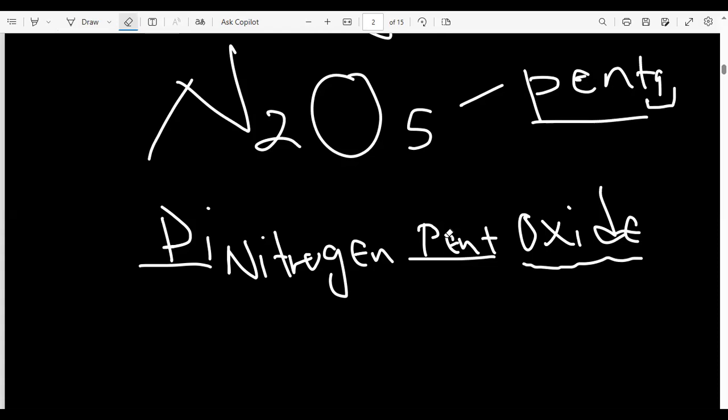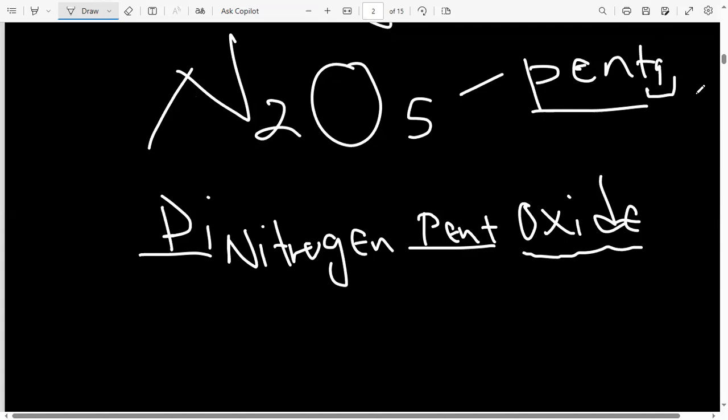Okay, I hope you've gotten that, guys. So if the prefix that you have ends with a vowel, and there you also have something that starts with a vowel like this O here, we have to ignore the last letter in the prefix. So in this penta, we just ignore this A. It will just be dinitrogen pentoxide. We don't say pentaoxide. No. Okay, so take note of that. So that's how we are going to be naming this.